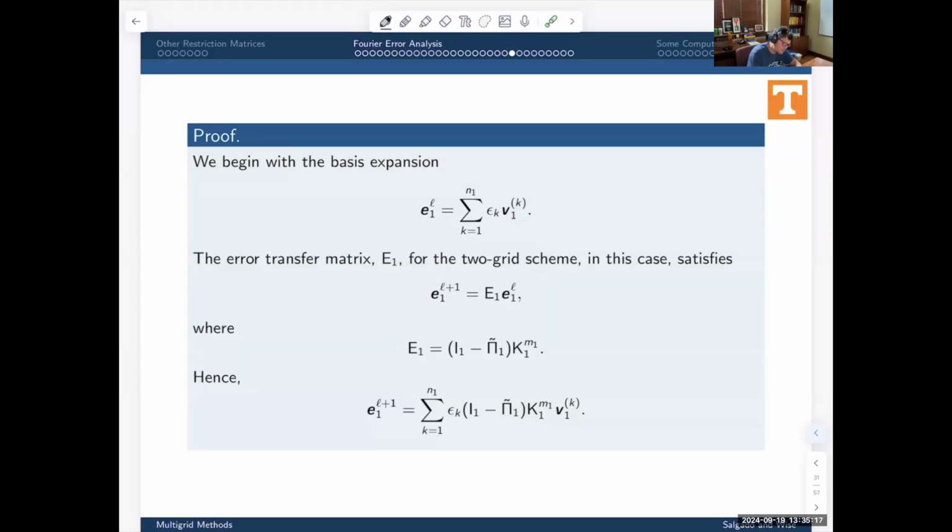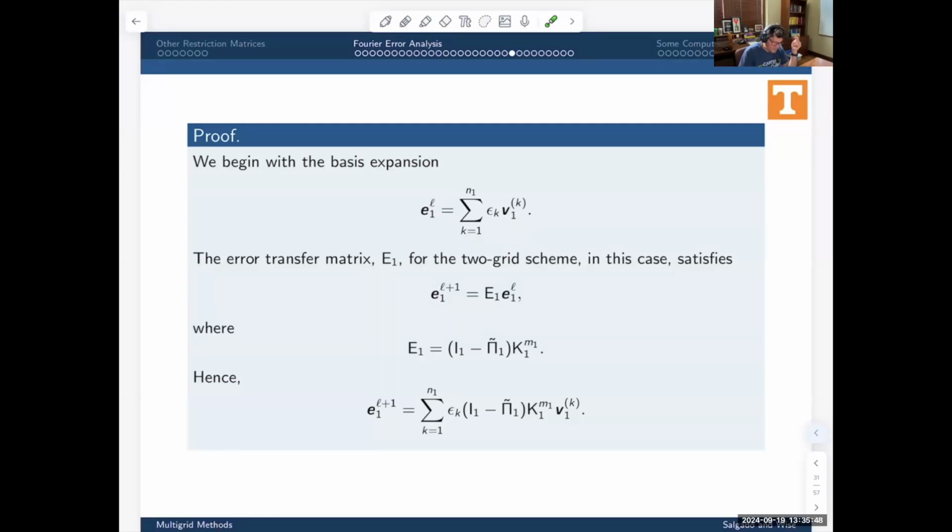Probably I should have written that this depends on L here, but since we're only doing one step, that doesn't matter too much, so I'm going to drop that. The L here is not the level number. It's going to be the iteration number in my two-grid algorithm. I couldn't use K because K now means wave numbers or modes. So this is a basic eigenvector expansion, and these are the eigenvectors of the stiffness matrix.